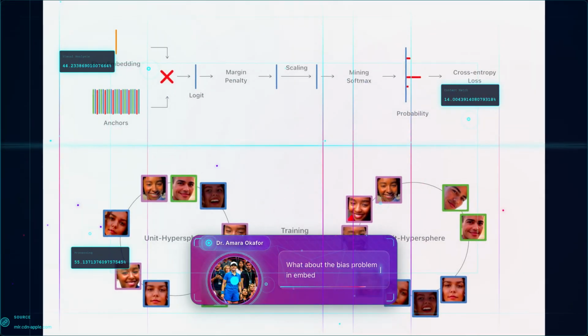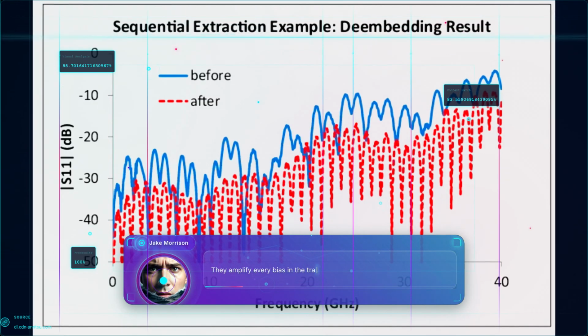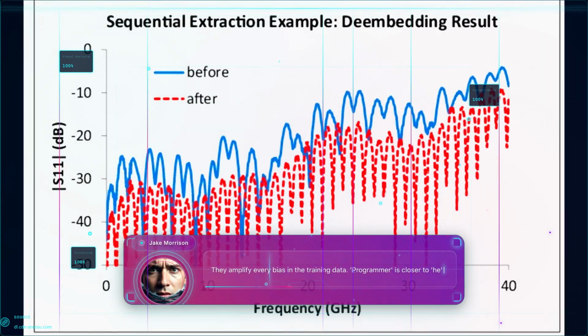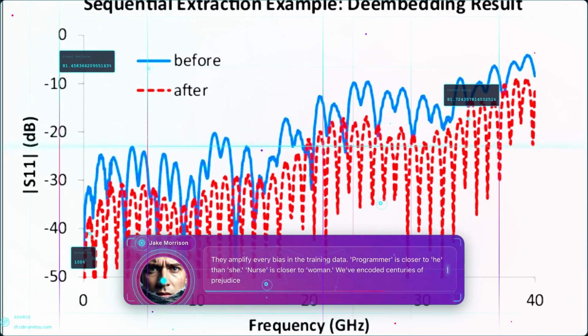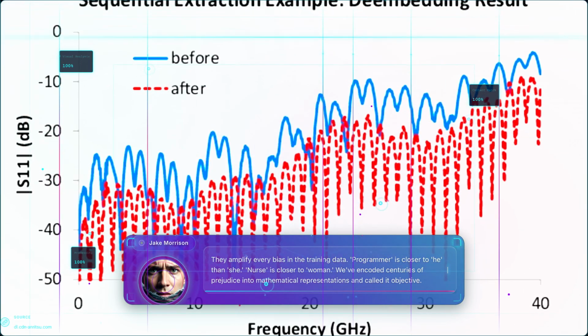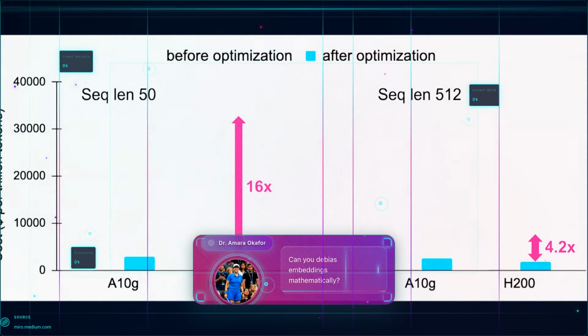What about the bias problem in embeddings? They amplify every bias in the training data. Programmer is closer to "he" than "she." Nurse is closer to "woman." We've encoded centuries of prejudice into mathematical representations and called it objective. Can you debias embeddings mathematically?